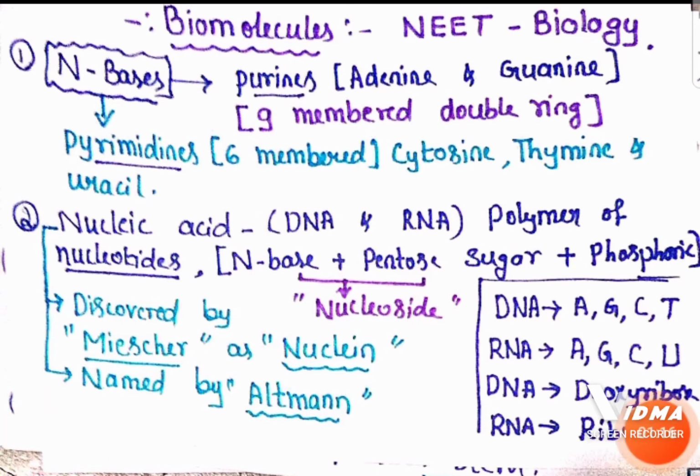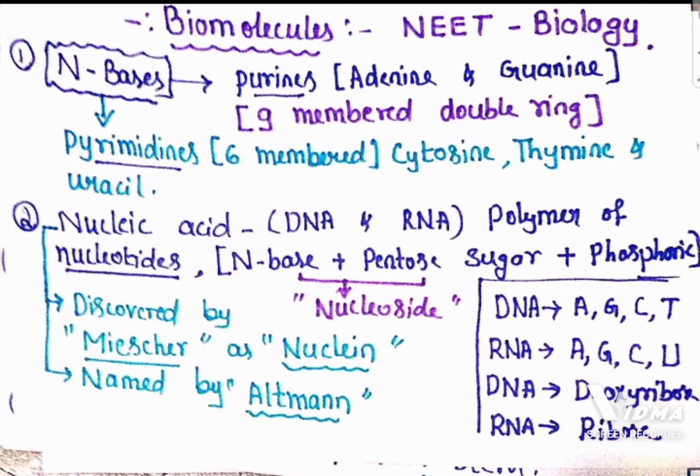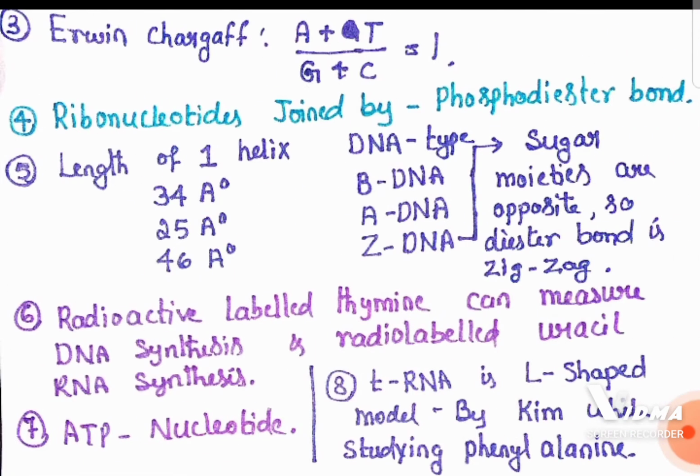nucleoside. And nucleic acid was discovered by Miescher, and he named them nuclein, and later on Altman gave the name nucleic acid. And remember, DNA has only 4 nitrogen bases out of these 5: adenine, guanine, cytosine and thymine. RNA has adenine, guanine, cytosine and uracil. So thymine is present only in DNA, uracil is present only in RNA, and the pentose sugar present in DNA is deoxyribose, and in RNA it is ribose.